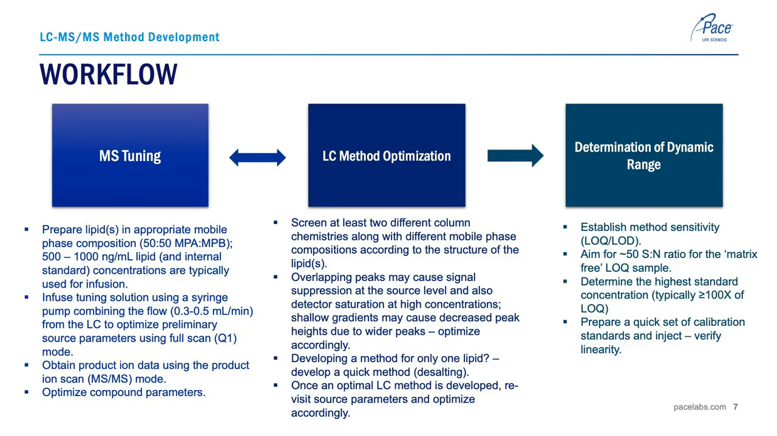Next step is to determine method dynamic range. Method sensitivity, or lower limit of quantitation, is estimated in this step by focusing on the signal-to-noise ratio of a sample using known concentration. Next, the calibration range is established using standards prepared without any matrix components. Concentration of the upper limit of quantitation is generally around 100 times the LLOQ, or the lower limit of quantitation. A linear response from the calibration standards is preferred, although quadratic regressions are acceptable if detector saturation is observed at high concentrations. Each of these steps mentioned here are discussed in greater detail in the subsequent slides.